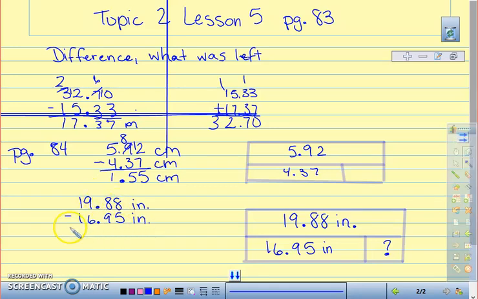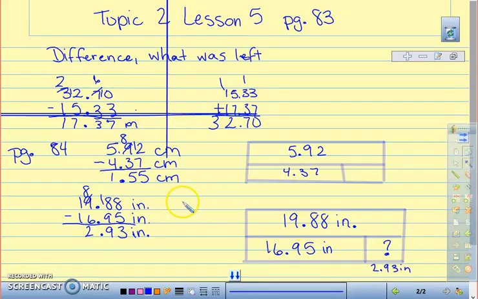So I can take 5, better write a line. 8 minus 5 is equal to 3. That one was nice and easy, but I cannot take 9 from 8. 9/10 from 8/10, so I'm going to have to borrow a 1. So 18/10 minus 9/10 is equal to 9. 8 minus 6 is equal to 2. And so the difference is 2 and 93/100 inches. So that's where this would go, 2 and 93/100 inches.